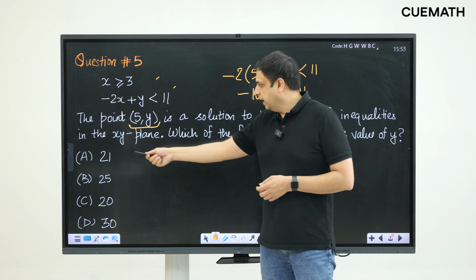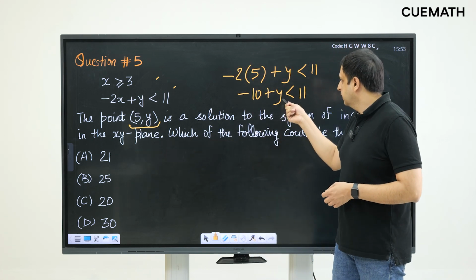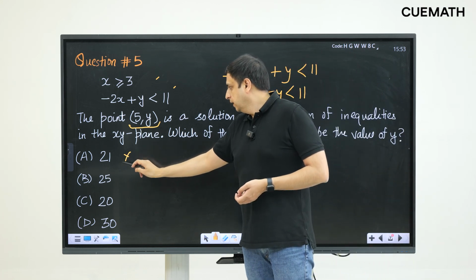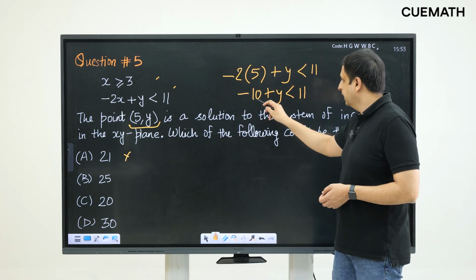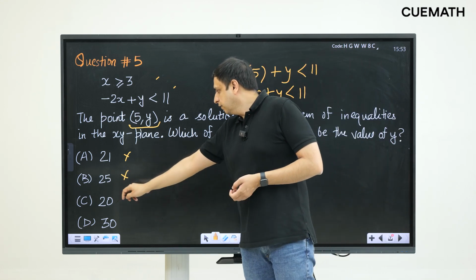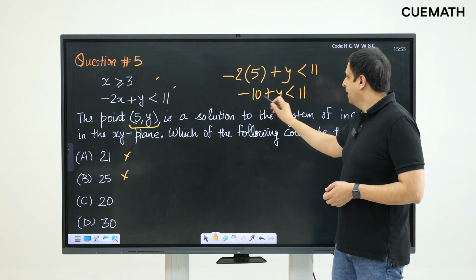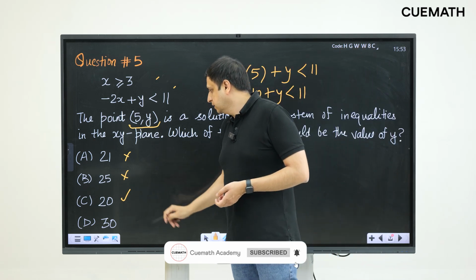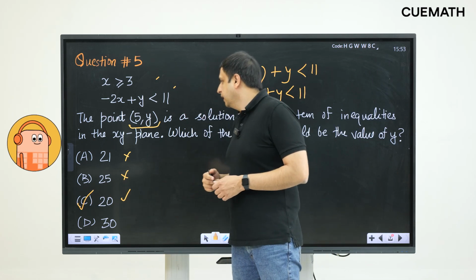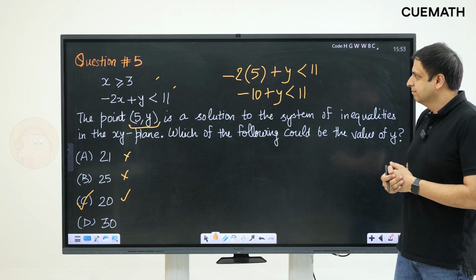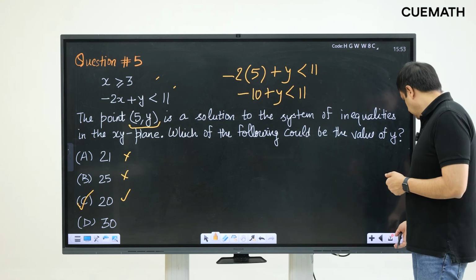So if I take y is 21, so minus 10 plus 21 is 11, it's not less than 11, so this one does not work. If I take y 25, so minus 10 plus 25 is 15, not less than 11, does not work. If I take y equal to 20, minus 10 plus 20 is 10, is less than 11, and therefore this works. So y equal to 20 could be a value of y. So that's the answer in this case.